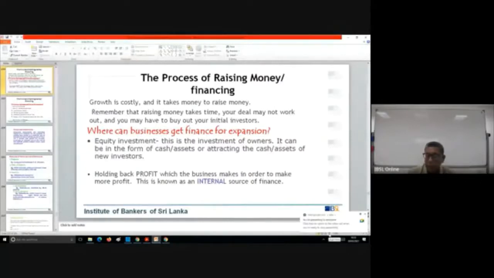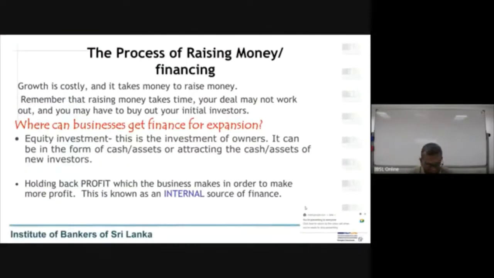Basically, we started last week with the process of raising money, or financing, to implement these strategies. Now we discuss growth strategies, and growth is costly and it needs money to be raised, right? And how businesses get financed for expansion. In fact, we discussed it the very first day and last week: equity investment. Now we issue shares and people invest money through the shares.